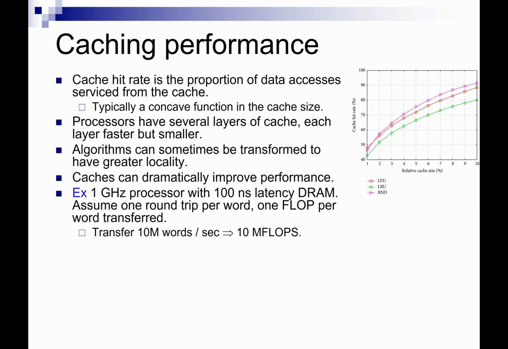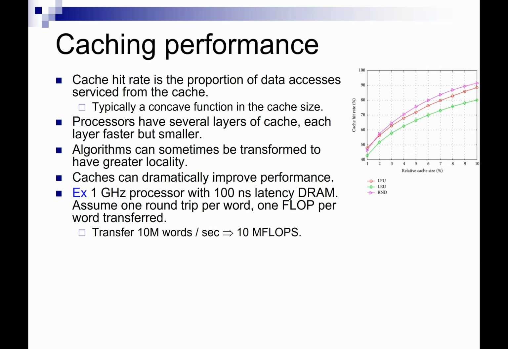Let's do an example here. Suppose you've got a 1 gigahertz processor, and suppose it's got 100 nanoseconds of latency to the main memory. Let's say that each time you want to get a word from memory, you need to make one round trip, which is going to take you 100 nanoseconds. And let's say that you do one floating point operation for each memory word that you fetch.